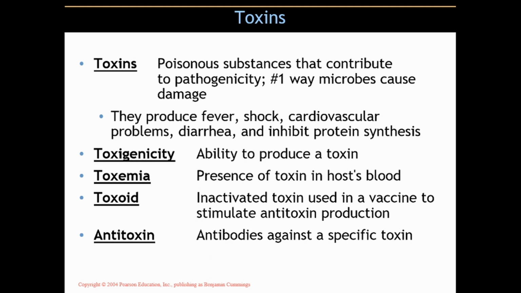Toxigenicity is the ability to produce a toxin. You'll notice it's got that GEN in there, and anytime you see a word with GEN in it, it means the beginnings of, or to produce something. Toxemia is the presence of toxin in the host's blood. Septicemia, for example, is the presence of bacteria in the blood. So emia means presence of, usually referring to the blood. A toxoid, if a word ends in oid, it's like its prefix, so a toxoid is like a toxin. It's an inactivated toxin used in vaccines to stimulate antitoxin production.